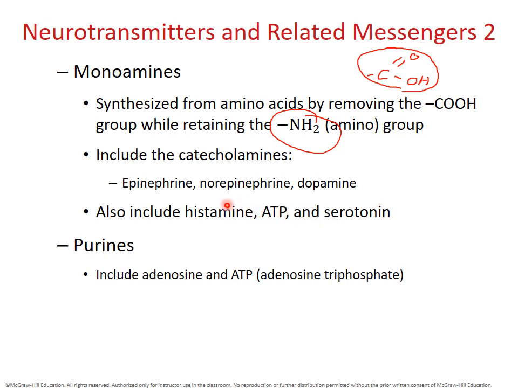Purines are another type of neurotransmitter. That includes ATP and adenosine, which is the precursor to ATP. It's basically ATP without any of the phosphates. These are modified types of monoamines. And remember, purines are one of the building blocks of DNA and RNA. They're one of the nitrogenous bases.